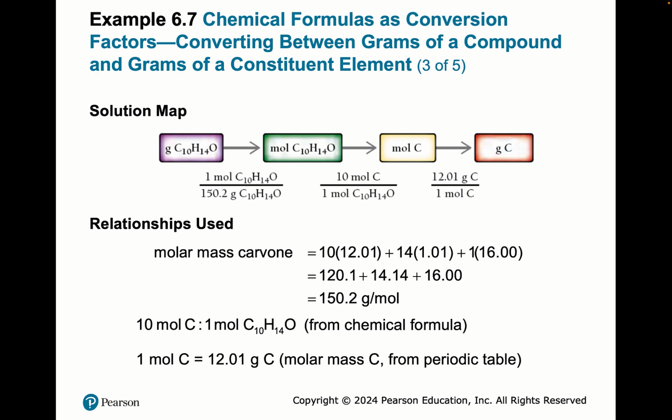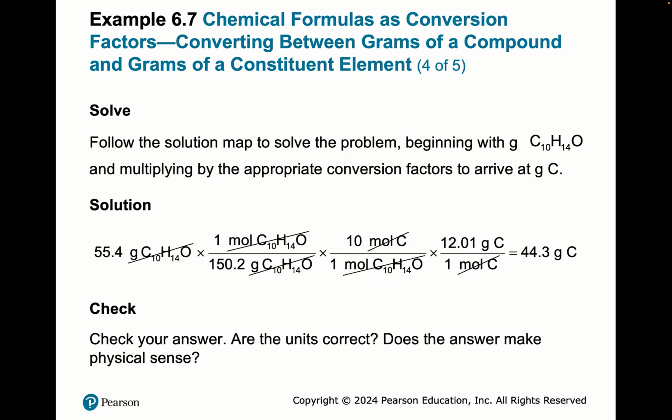So first things first, get the molecular weight of carvone. It's 150 grams per mole. The subscript 10 in C10 tells you there are 10 moles of carbon per every mole of carvone. And 12.01, that's just from the periodic table. So do the calculations, go through, and yeah, that's a lot of carbon in it.